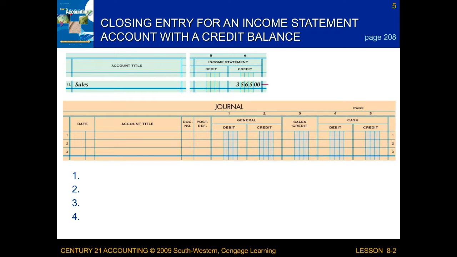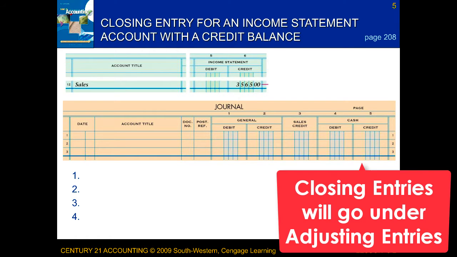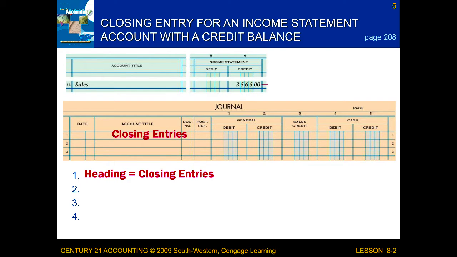The first closing account I have is a revenue account of sales. So I'm going to go on the journal, and I'm going to do this right under the adjusting entries that we practiced in 8.1. But instead of just continuing under adjusting entries, the very first thing I want to write is that these are my closing entries. So I'm going to put a heading of closing entries on my journal. Then I copy down my date, which is the end of whatever the month is. I'm just pretending it's the end of August here, so I'm going to put August 31st.